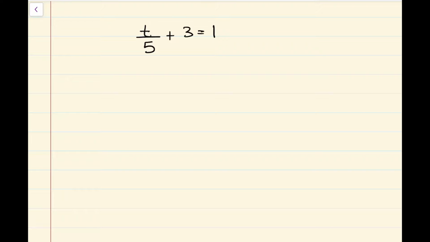Let's get rid of the 5 that's dividing the t by multiplying by 5. And because we multiplied the first term by 5, we have to multiply the rest of the terms by 5 as well to make the equation equal. And these two 5s would just cancel out. So then we would just have t plus 3 times 5, which is 15, is equal to 1 times 5, which is just 5.